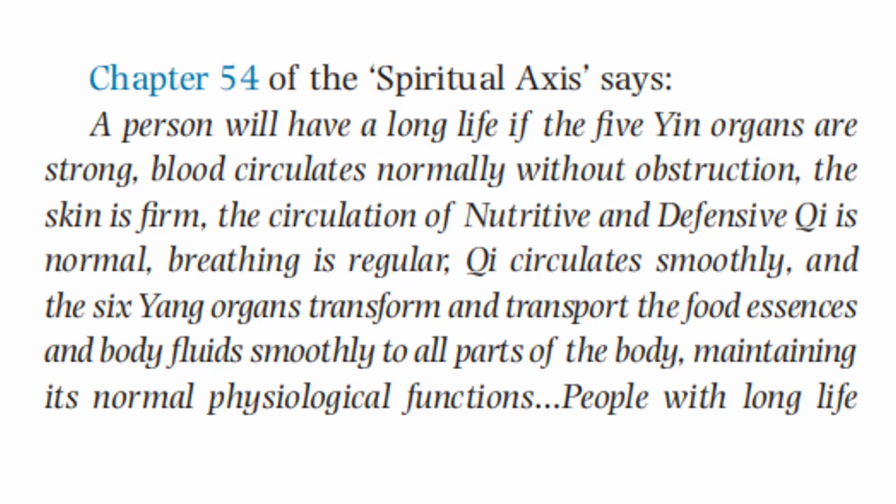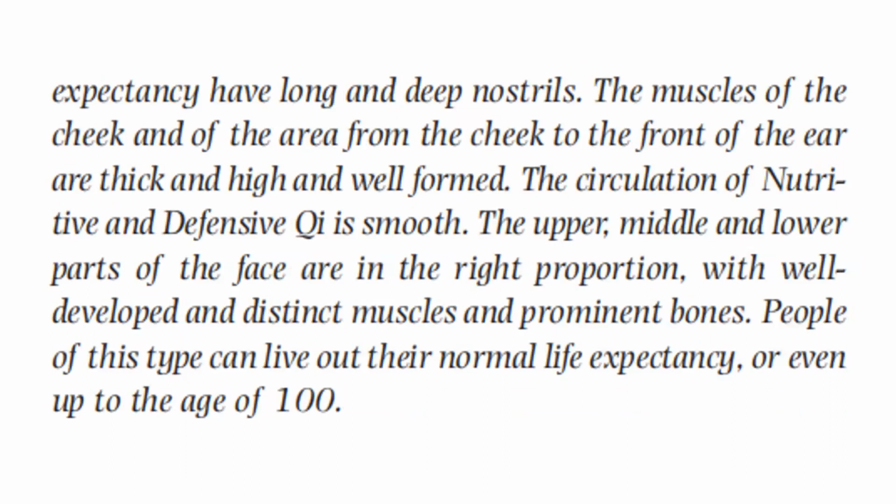People with long life expectancy have long and deep nostrils. The muscles of the cheek and the area from the cheek to the front of the ear are thick and high and well formed. The circulation of nutritive and defensive chi is smooth. The upper, middle, and lower parts of the face are in the right proportion with well-developed and distinct muscles and prominent bones. People of this type can live out their normal life expectancy or even up to the age of 100.